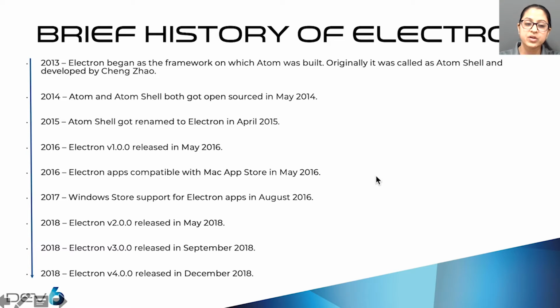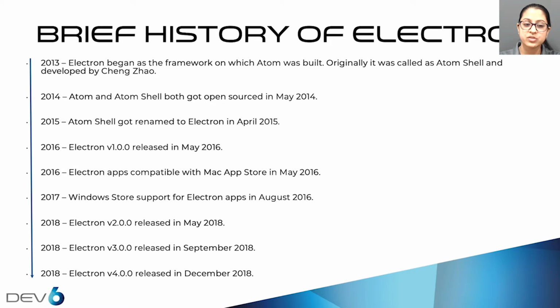And here on the screen, we are talking about some important milestones in the history of Electron. As we can see at the top, it's 2013, so that means it's not that old. It's still new. In 2013, Electron began as the framework on which Atom was built. Originally, it was called Atom Shell, and it was developed by Sheng Zhao. So Electron was built for developing the Atom editor. And later in 2014, Atom and Atom Shell both got open sourced.